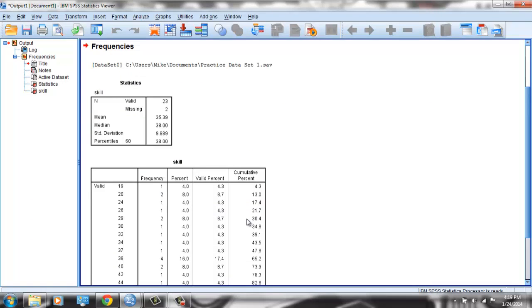Alright, now you have some output. Now this table up here, this tells you how many variables you have. Like the way I entered mine, I guess I have two rows I need to delete. I'll get to that in a minute. But there should be 23 valid responses, right? Don't worry about the missing here. That was my mistake. I should have a mean of 35.39, a median of 38, standard deviation of about 10, and the score of the 60th percentile is going to be 38. That's your answer. So the 60th percentile of math scores is a 38, a score of 38.